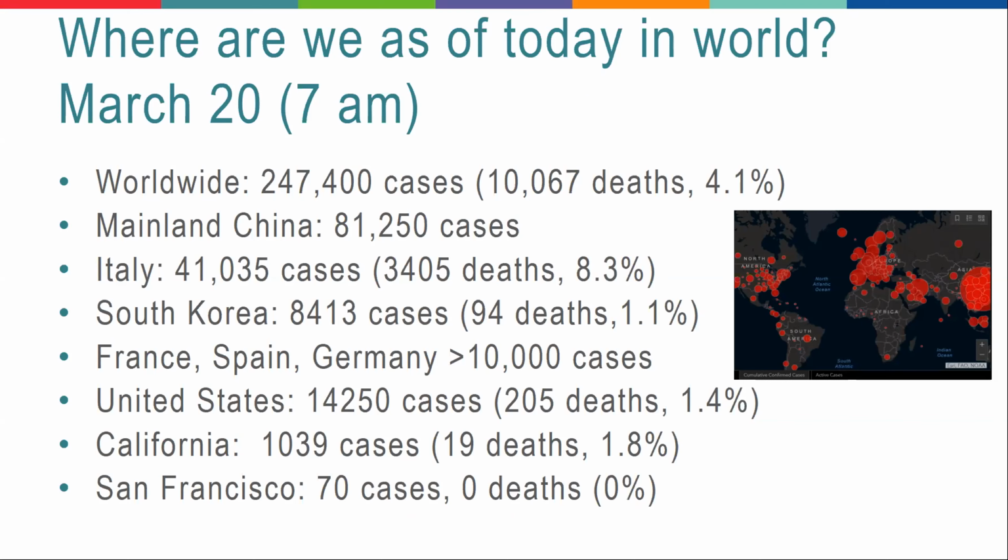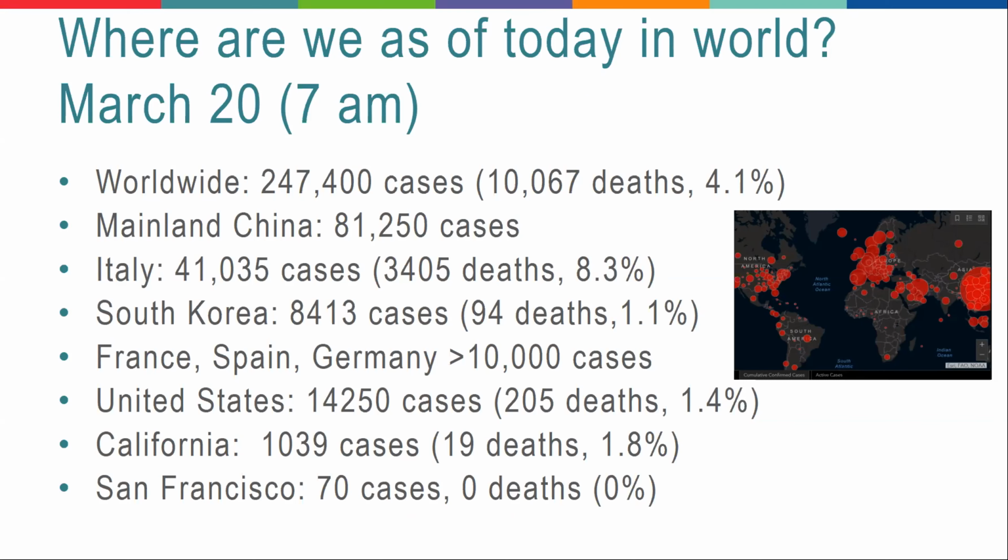Right now, globally, we're at 247,400 cases and 10,667 deaths. That is an overall case fatality rate of 4.1%. Some of that case fatality is higher in places where we didn't know about the epidemic at first and things weren't under control.